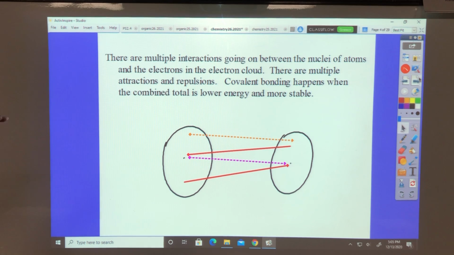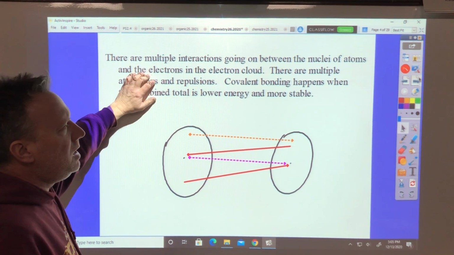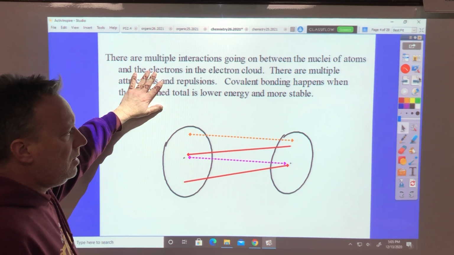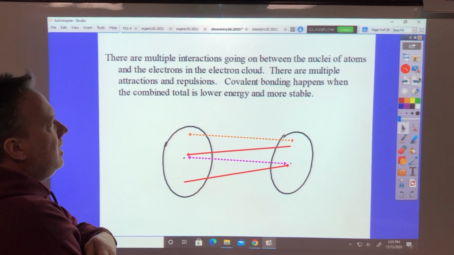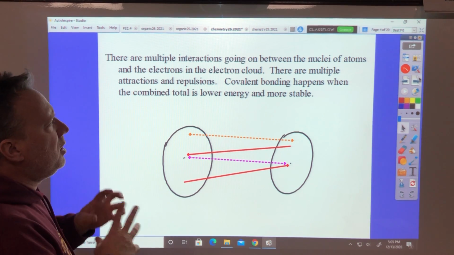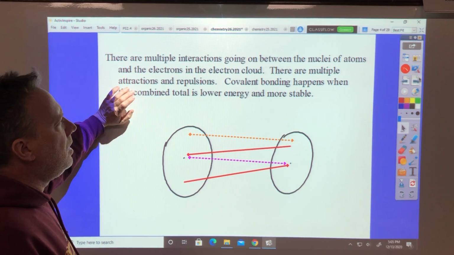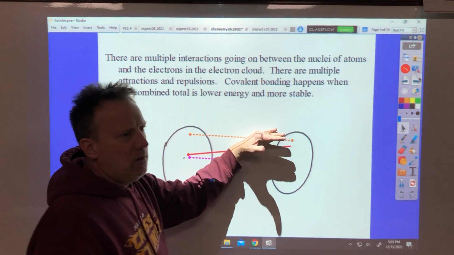So there are multiple interactions going on between the nuclei of atoms and the electrons in the electron cloud. Not just its own electron cloud, but electron clouds of atoms nearby, whether they're in the same molecule or not. So there are multiple attractions and repulsions. Covalent bonding happens when the combined total is a lower energy and more stable.